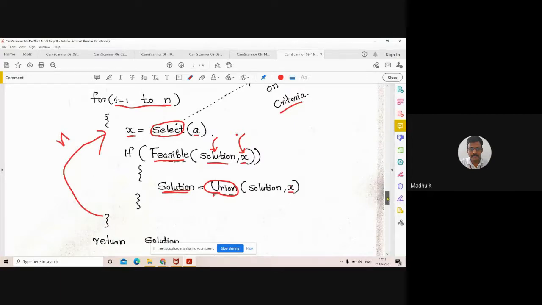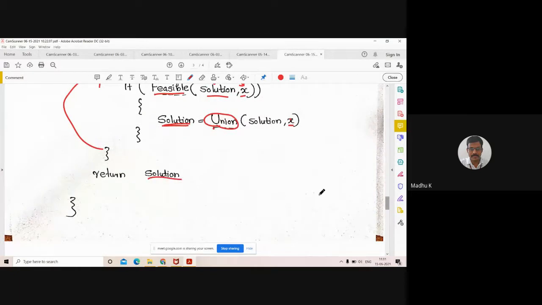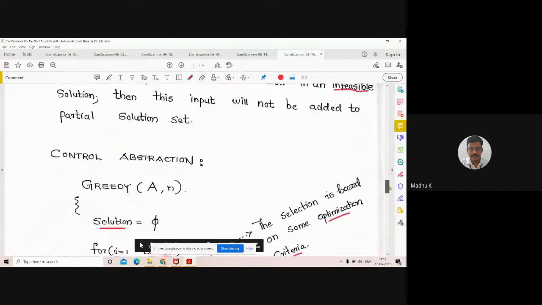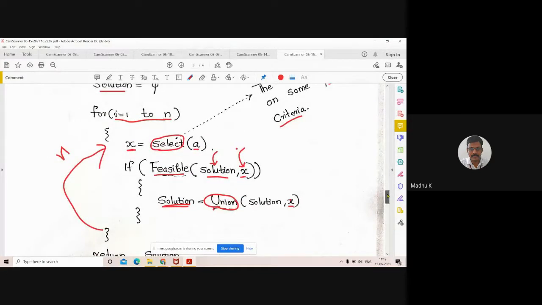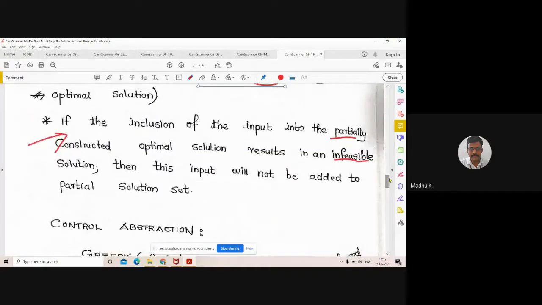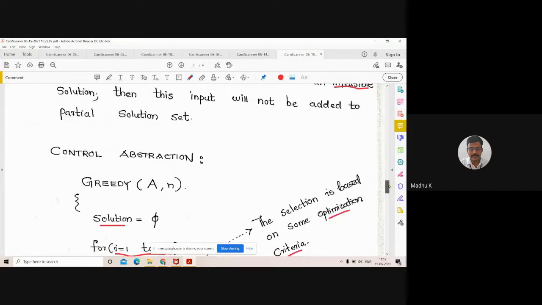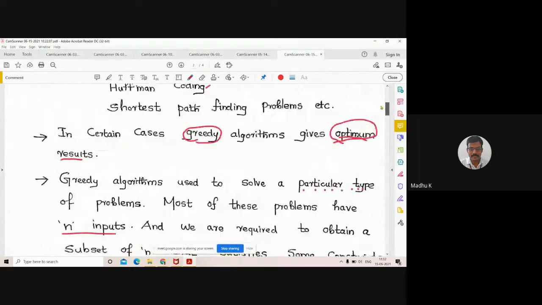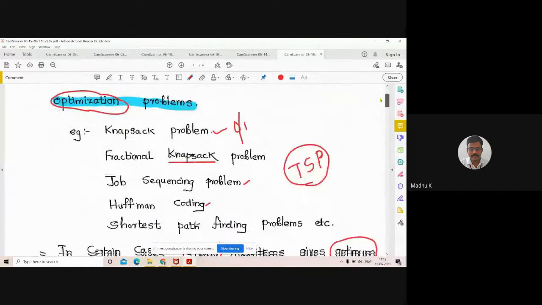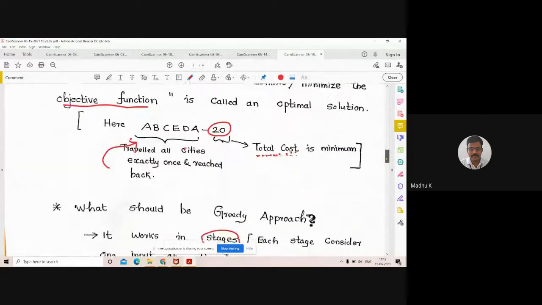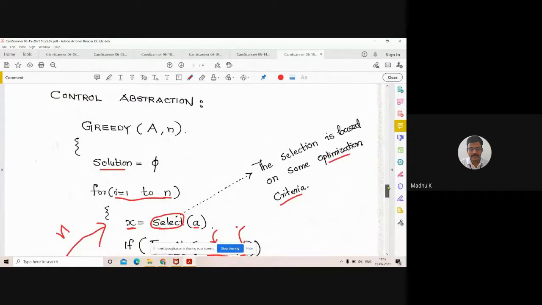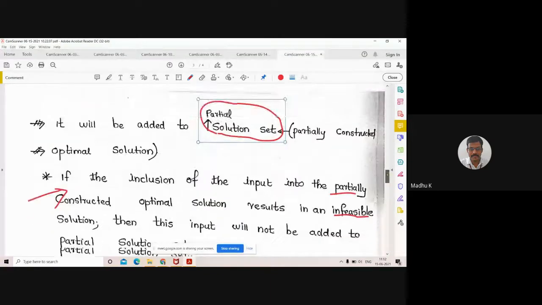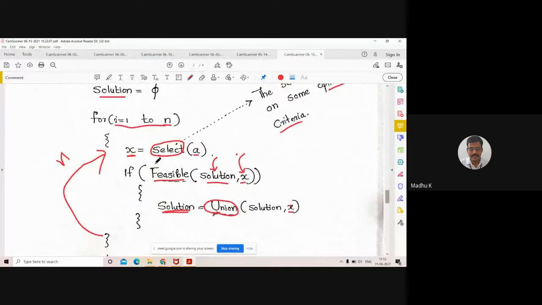At last, it will return the final solution. So this is the basic structure of a greedy approach program. It will always follow this basic approach, which is very important. Now we discussed what type of problems can be solved using greedy algorithm, what is greedy approach and what is the control abstraction. Try to understand the control abstraction clearly.